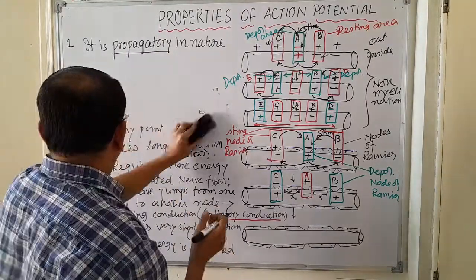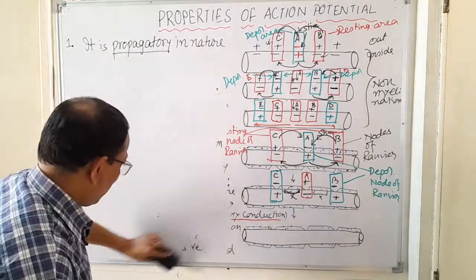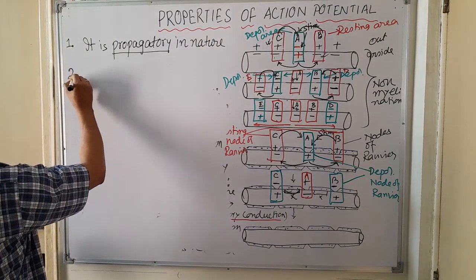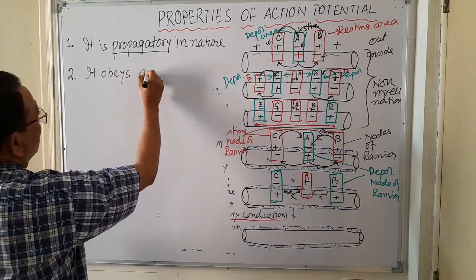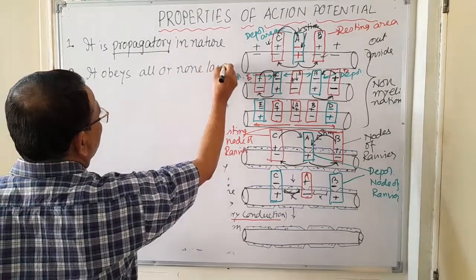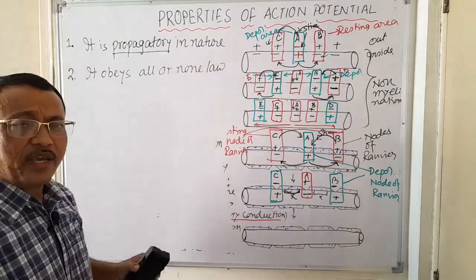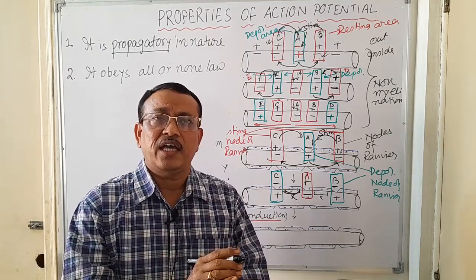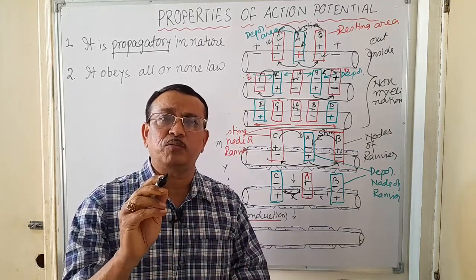So now is about the second property of the action potential, that is known as the all or none law. The second property of the action potential is that it obeys the all or none law. So what is this all or none law? All or none law means if any stimulus is applied, then that stimulus has got the capacity to generate the action potential.